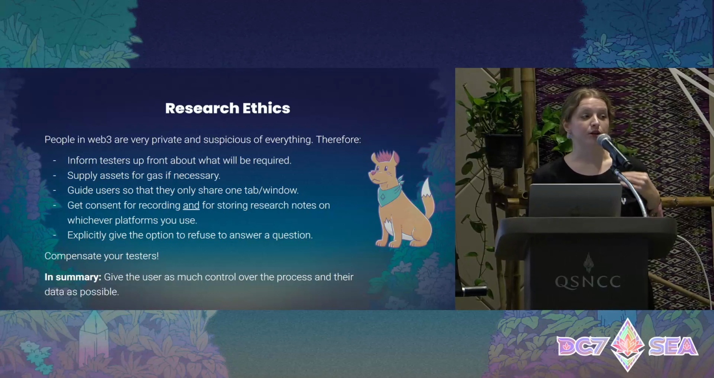They're doing it so that you can build a better product. And the absolute number one thing that you have to do is make sure that they are compensated for their time, whether that's crypto, or some other perk that you can offer them related to your product or whatever. Make sure that it's something that's worth it for them.